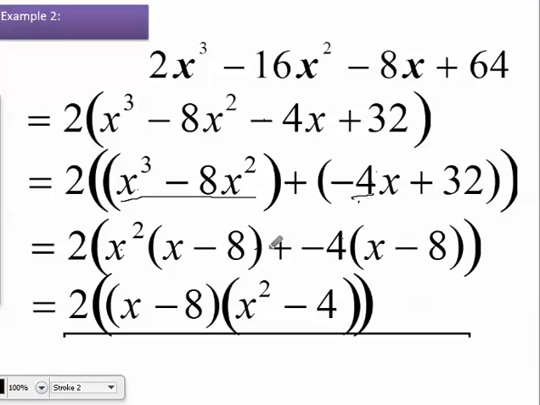Because I wanted to get an x minus 8. See how it worked out real easily there? And I get x minus 8 as a factor and x squared minus 4. Wait a second. Pattern behavior. This is called a difference of squares. See how it says x squared minus 4? That is a patterned behavior.